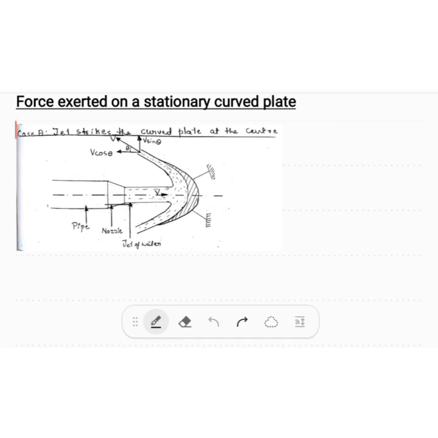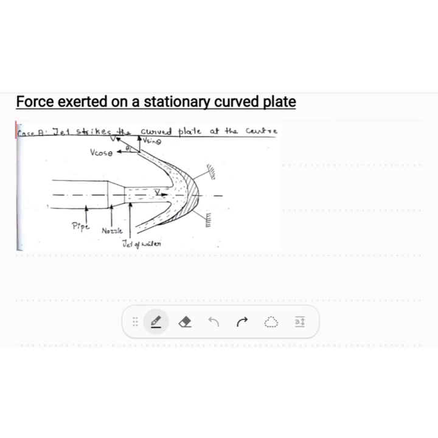Consider this figure. You can observe the water is coming out of this nozzle with a velocity v and it strikes the curved plate at the center. After hitting, the water moves in the tangential direction along the plate. You can see here it leaves the plate with a velocity v, making an angle theta with the horizontal. So this velocity is resolved into two components. One is v cos theta, in the direction of the jet or x direction, and v sin theta in the direction perpendicular to the jet, or the vertical direction.